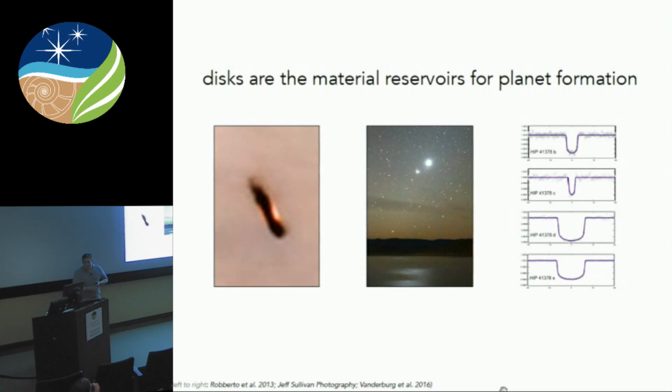I like to start here and just say that protoplanetary disks are the material reservoirs for planet formation. It seems like a very simple thing to say, and most of you in this audience probably understand that. But I start with this slide because it's the one thing that I'm sure of in all of this science. And the reason for that is basically there's lots of pretty direct evidence.